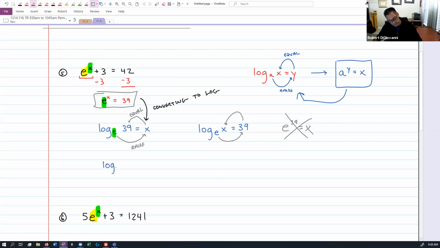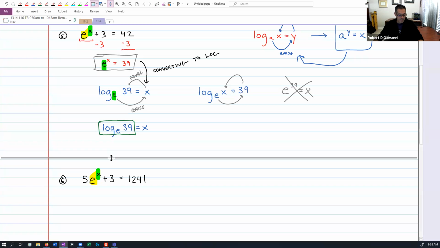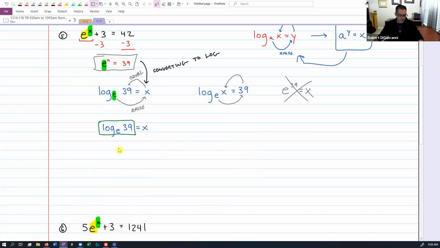Once you're here, log base E of 39 equals X, then you can figure out what's on the left-hand side using your calculator. Because now we have an expression for X. X is just equal to this. So I also told you last class, what is log base E? That's a special log, right? It's the most special log. Log base E, that's the natural log. So this is really the natural log of 39.